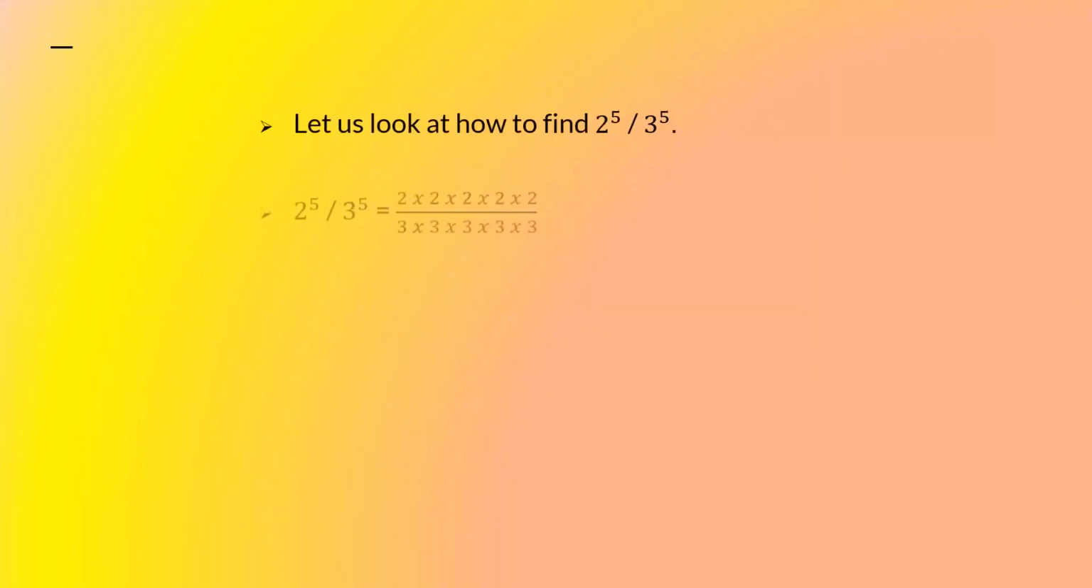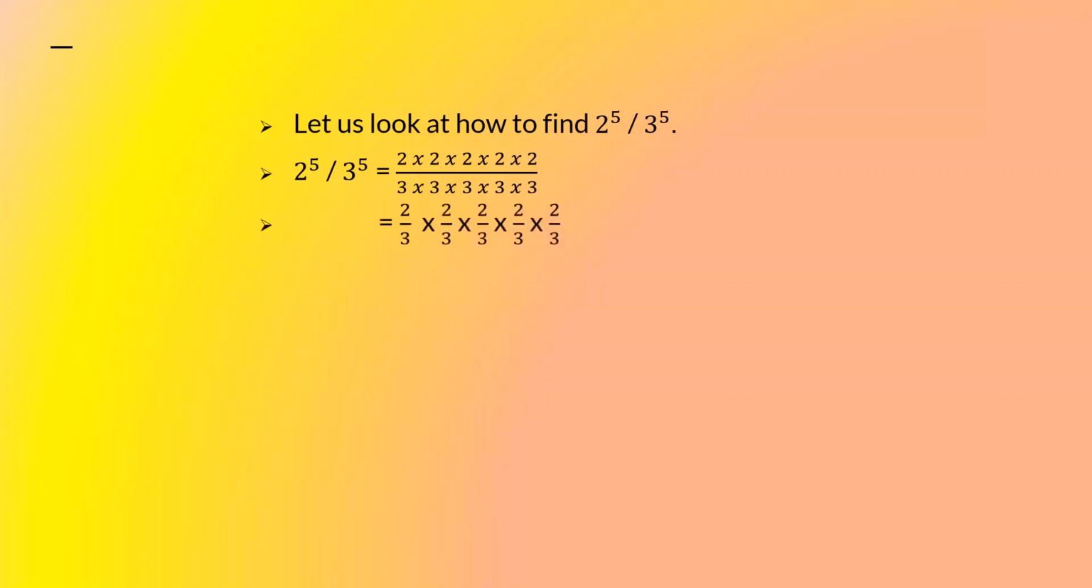Now let's see how to find 2 raised to 5 by 3 raised to 5. Similarly, 2 into 2 into 2 into 2 into 2 divided by 3 into 3 into 3 into 3 into 3. Now you can again group them: 2 by 3 into 2 by 3 into 2 by 3 into 2 by 3 into 2 by 3, which will be 2 by 3 raised to 5. Thus we can say that a raised to m divided by b raised to m will be a by b raised to m.